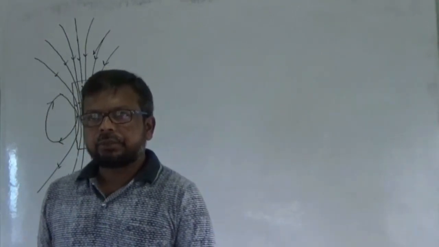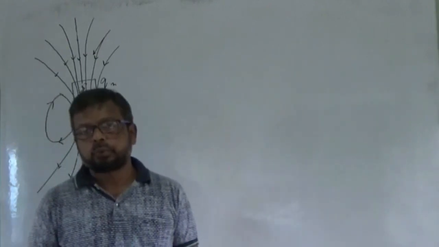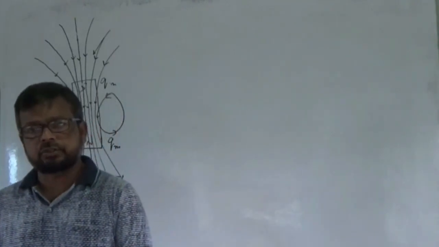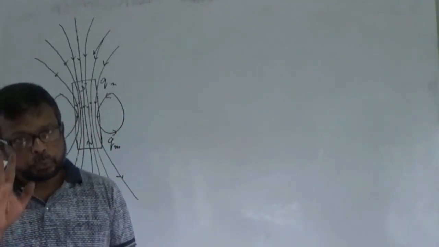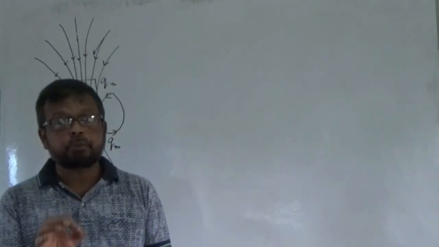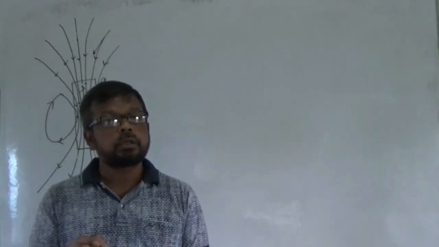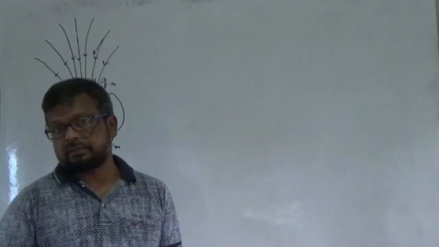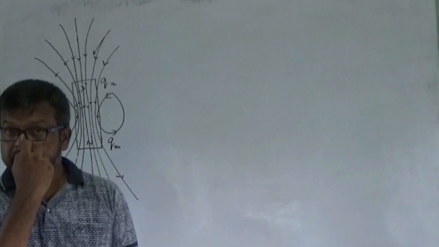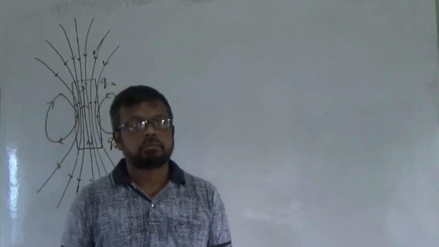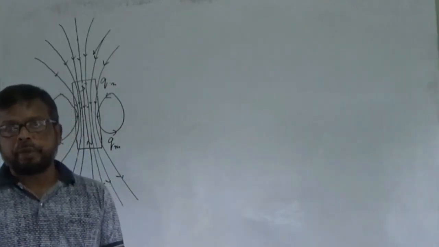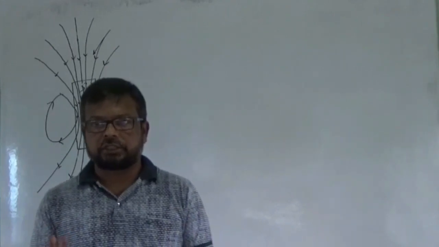Now magnetic field lines do not intersect. Two magnetic field lines never intersect, as in electrostatics. If two magnetic field lines intersect each other, then at the point of intersection you can draw two tangents. That means at that point there are two directions of the magnetic field, which is not possible. Clear? So two magnetic field lines do not intersect.